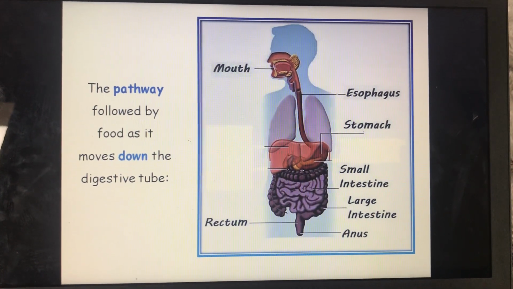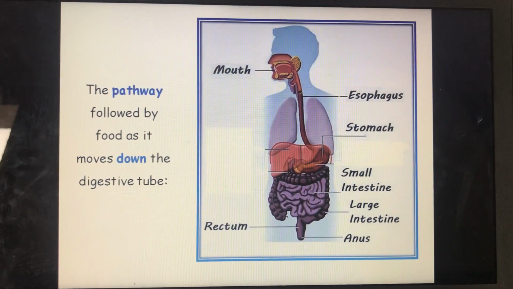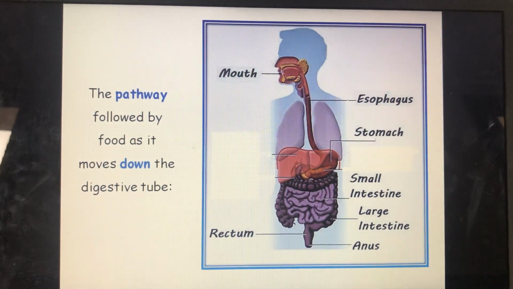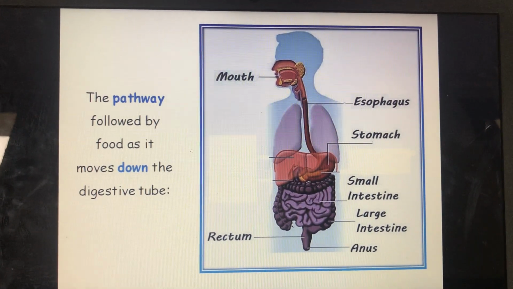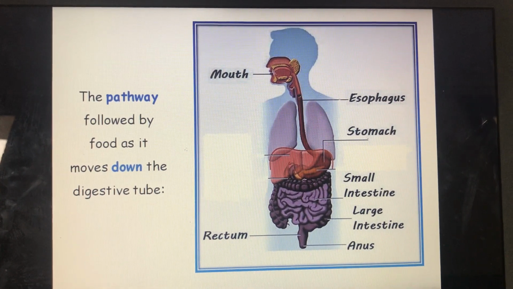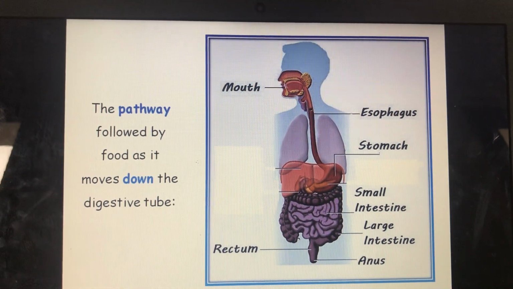First of all, let's see the pathway followed by food as it moves down the digestive tube. First, I have the mouth, and then the food will pass through the esophagus to the stomach, then to the small intestine, then to the large intestine, and then to the rectum and anus.